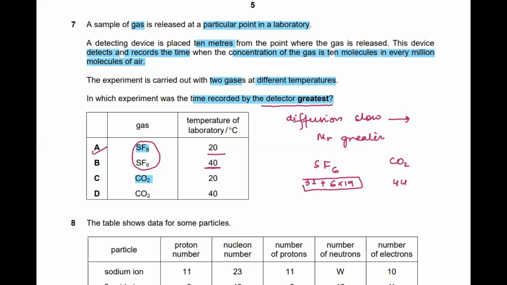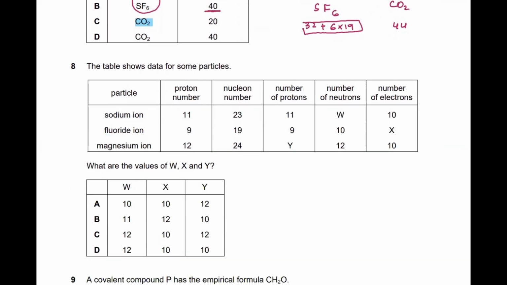Coming to question number 8, they have given us a table here. Table for some particles: we have a sodium ion, we have a fluoride ion, and we have a magnesium ion. Now, the proton number is basically the atomic number. The nucleon number is also given to us, and the number of protons, or proton number, means the same thing. That is basically your atomic number, right?